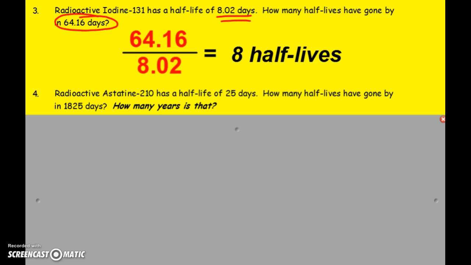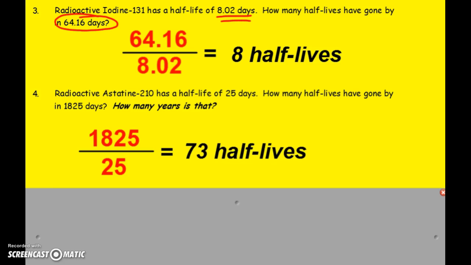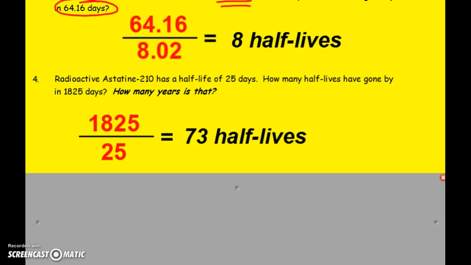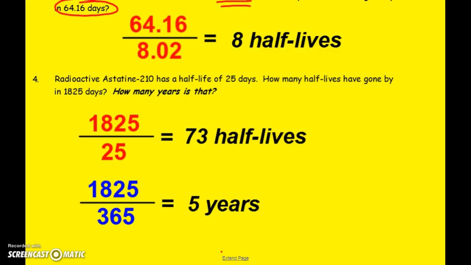If we have some radioactive astatine-210, it has a half-life of 25 days. How many half-lives have gone by in 1,825 days? Then you simply have to take 1,825 divided by 25. Then the second question, how many years is that? You simply have to change your days to years. Okay, so we figure out there's 73 half-lives, and then when you divide 1,825 by 365 days in a year, you see that that is 5 years worth of time.